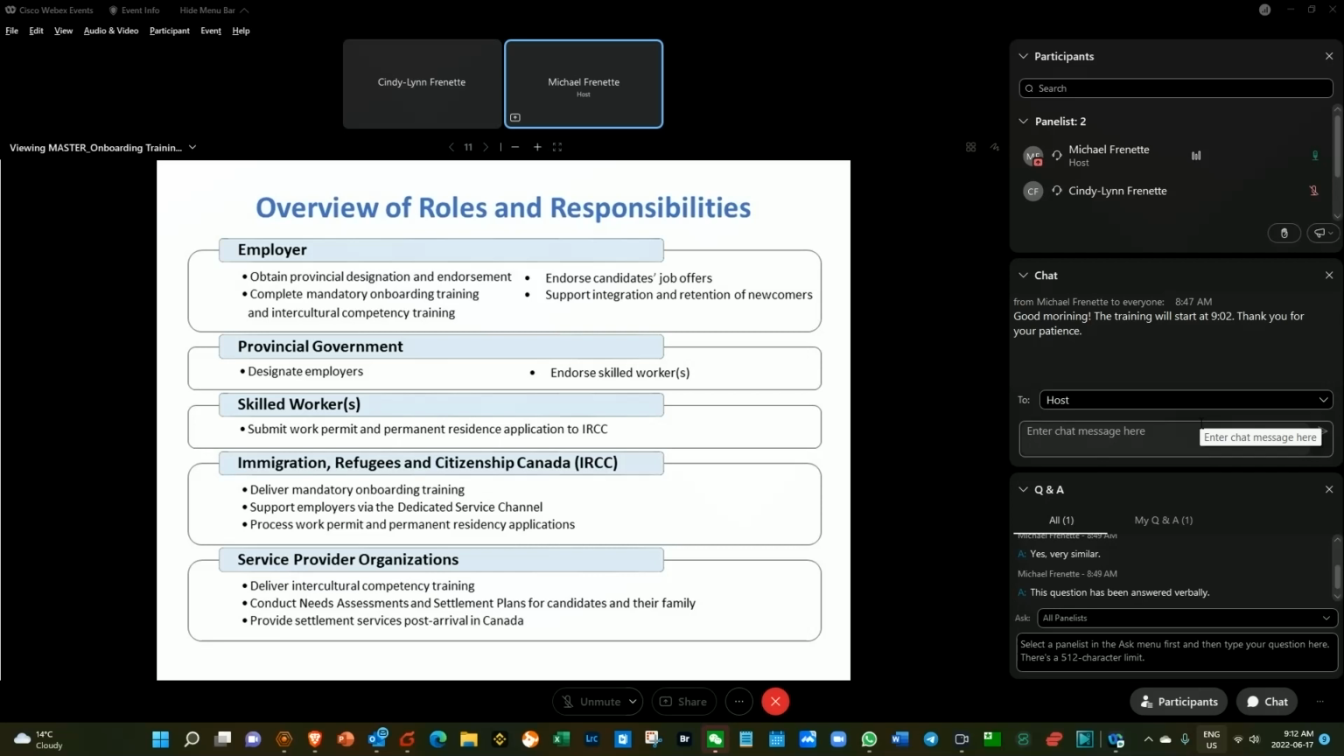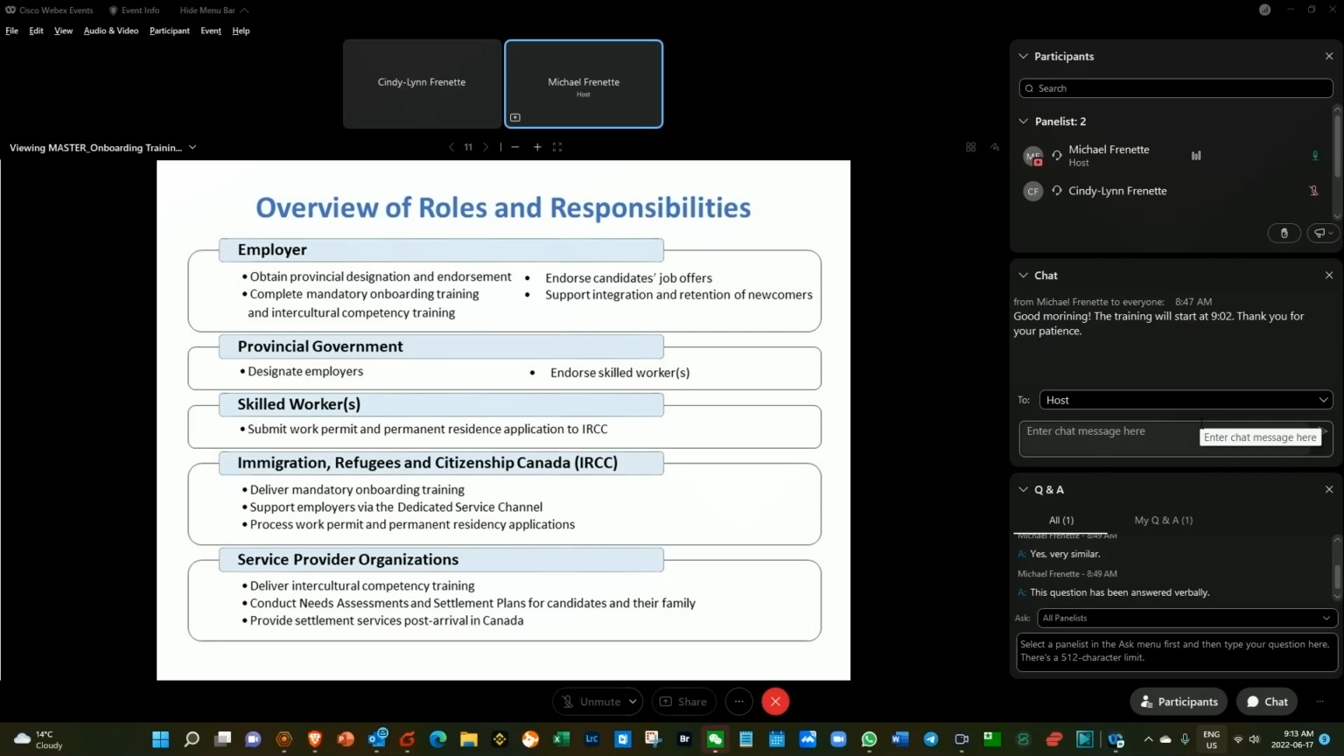So as mentioned, you as the employer will play a lead role in selecting candidates and supporting their integration and retention in the community. As part of the process, employers will participate in training delivered by IRCC, so that's today's training, and another training delivered by a service provider organization that Cindy would cover later on in the presentation. Employers are responsible for applying for provincial designation and endorsement, which again we'll cover later on in the presentation.